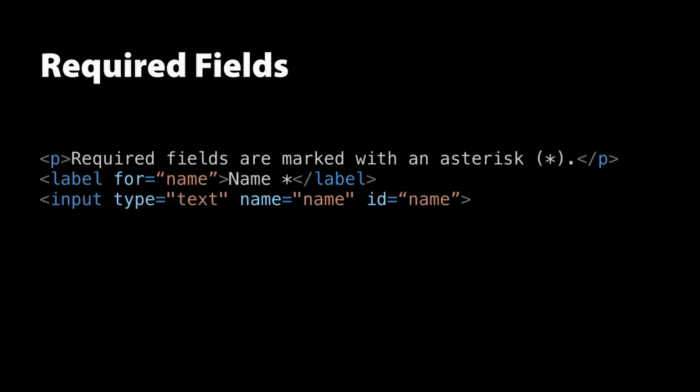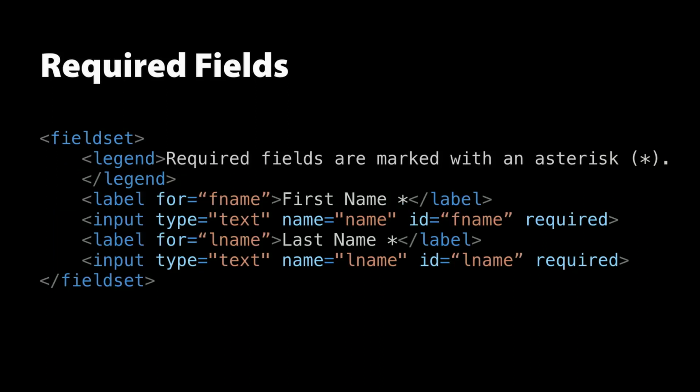So this is what most people do. They have the required fields have an asterisk. They're indicating that, and then they put the asterisk. But this is a paragraph. So if I'm in forms mode, I'm not going to hear that. But I will hear that. So if you have to do this for some reason, this is the way to do it. Put it in a legend.